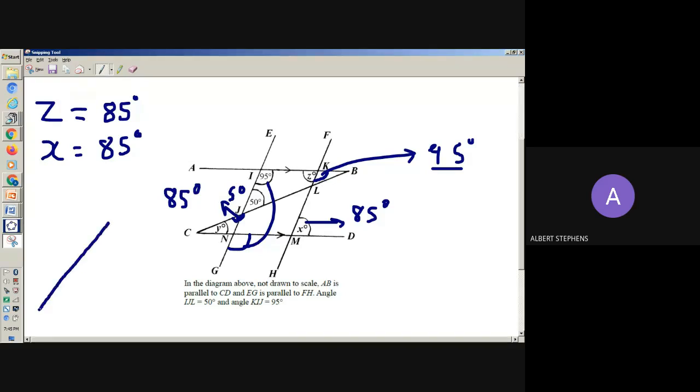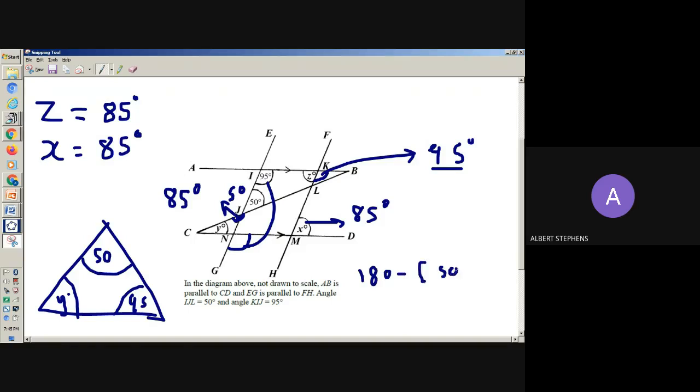So we have a triangle like this. We have 50, and we have 95, and we have y. So y is equal to 35, sir. So that's going to be 180 subtract the sum of 50 plus 95. Can somebody second that? Is that correct? Yes, sir. Right.